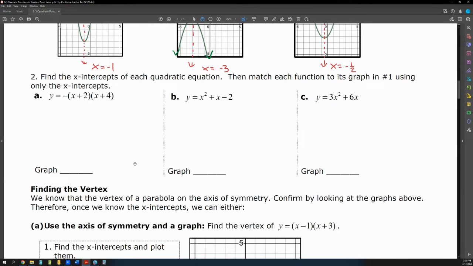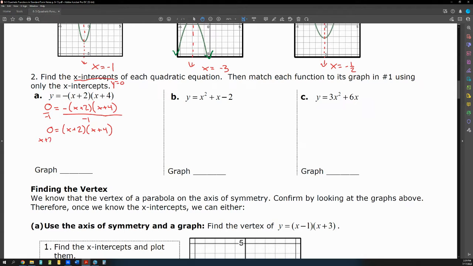Remember, the x-intercept is where y equals 0. So we're going to plug in 0 for y and then solve for x. So plugging in 0 for y into A, we get the equation 0 equals negative the quantity x plus 2 times the quantity x plus 4. To get rid of that negative out in front, I'm going to divide both sides by -1. And we get 0 is equal to the quantity x plus 2 times the quantity x plus 4.